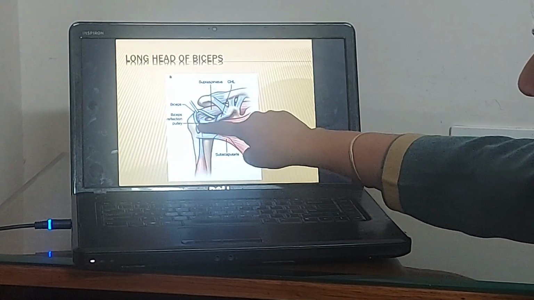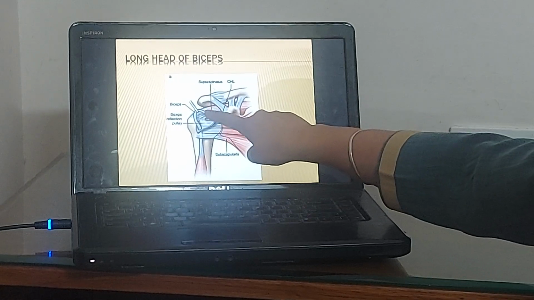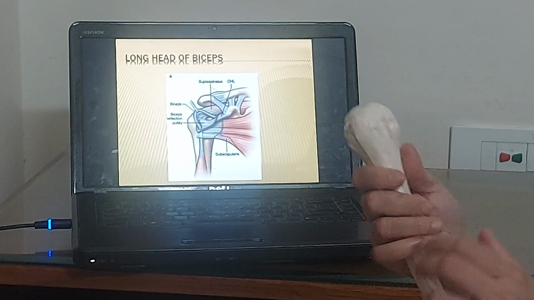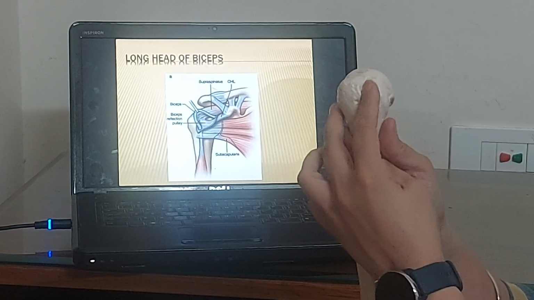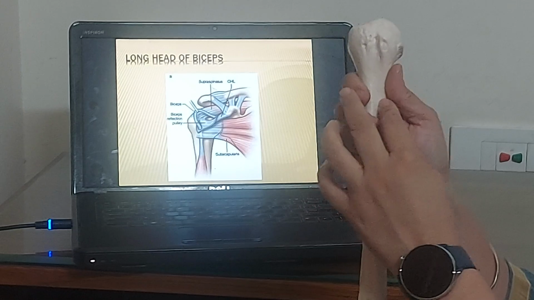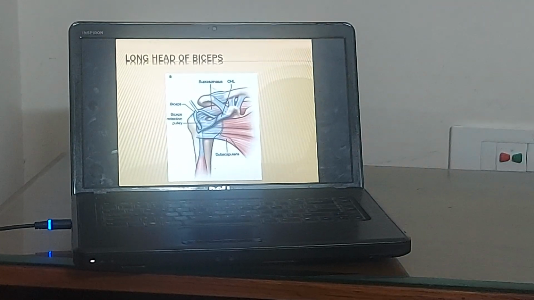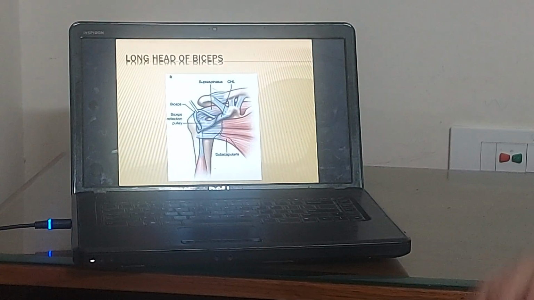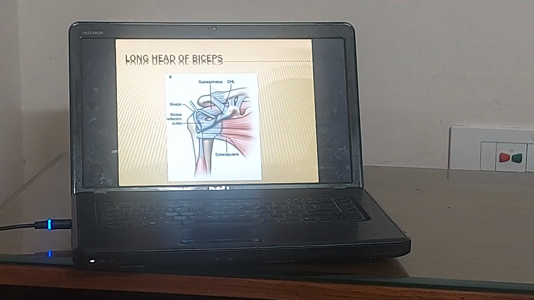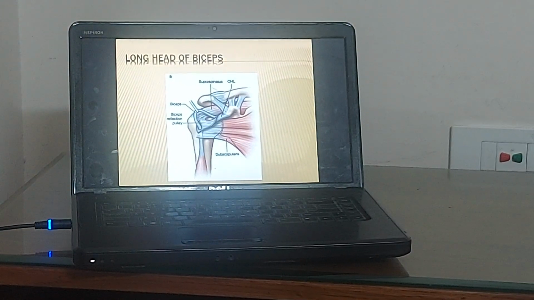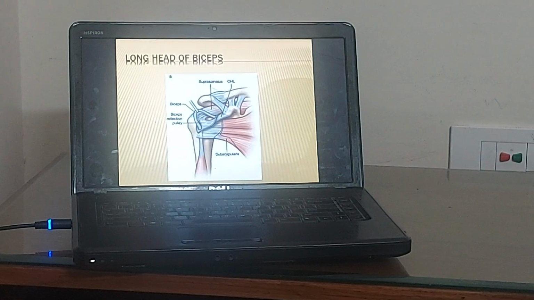Now, this is the long head of the biceps, which is passing from the supraspinatus and in between the subscapularis, where there is an intertubercular groove, and here is the long head of the biceps. It contracts and it holds the head during the dynamic movement. So they play a very crucial role during dynamic movement. Deltoid, rotator cuff muscles, long head of biceps and the supraspinatus play a very crucial role in stabilizing and bringing about joint stability when shoulder movement takes place.